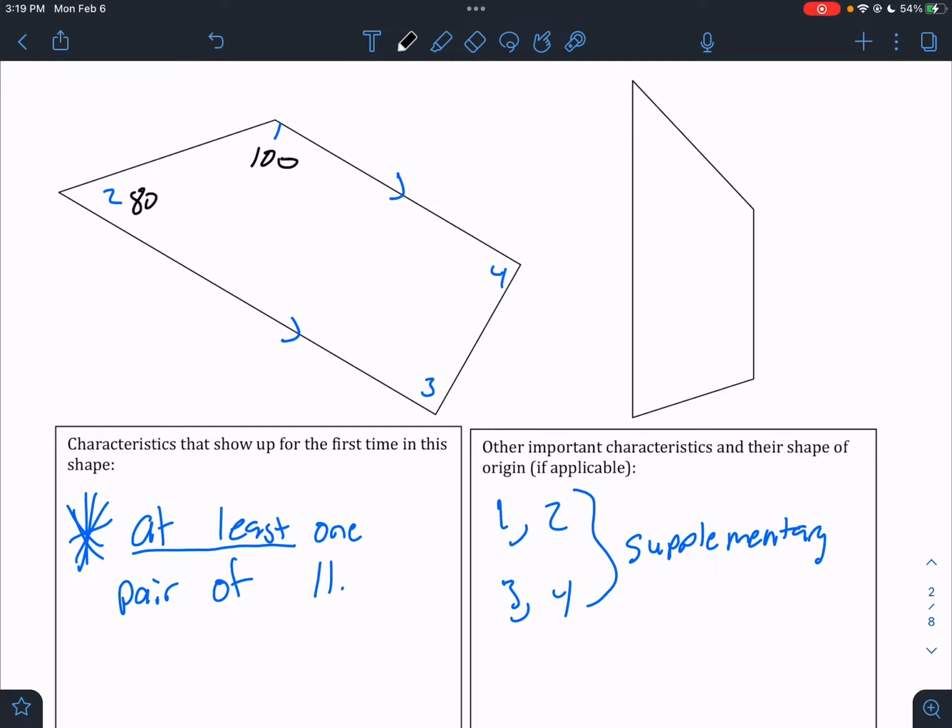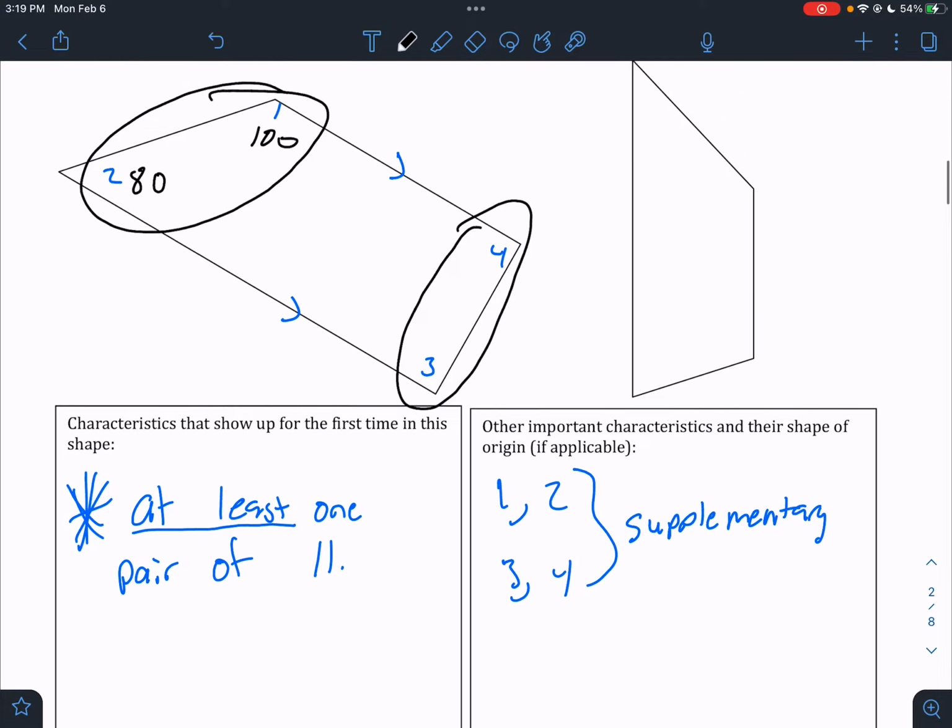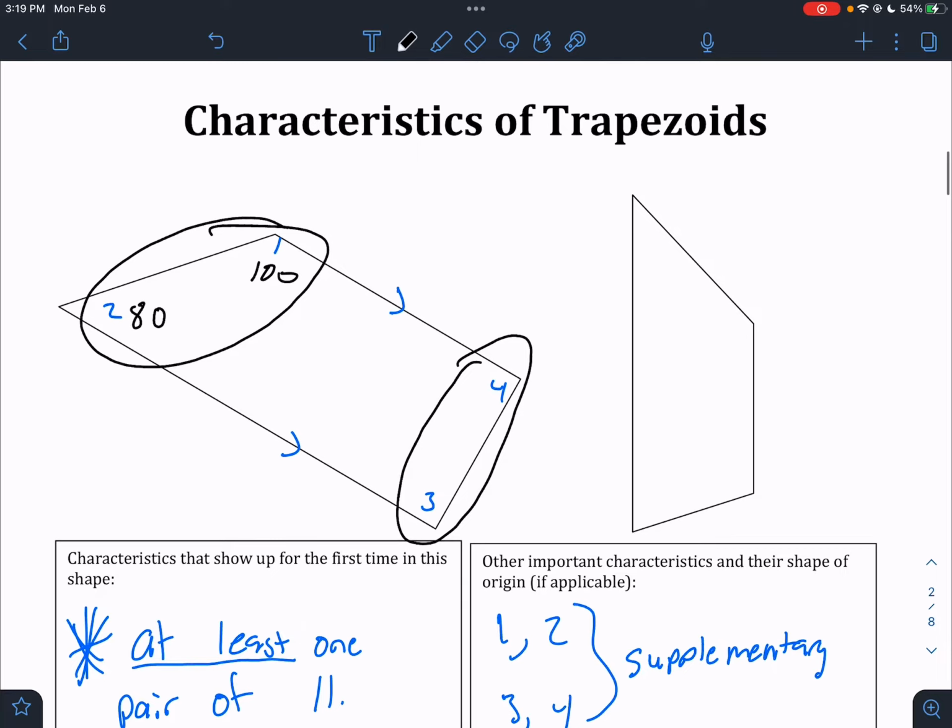So angles 1 and 2 have nothing to do with 3 and 4. You can't go that way. You can only work between parallel lines. So you can work with 1 and 2, and you can work with 3 and 4. So not much to a trapezoid. You just have to know, hey, I've got at least one pair of parallel lines.